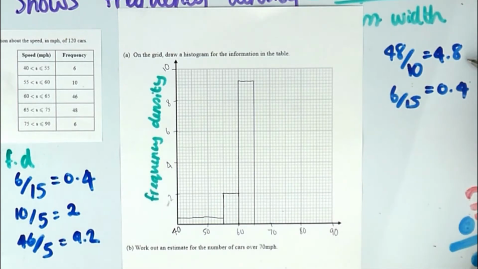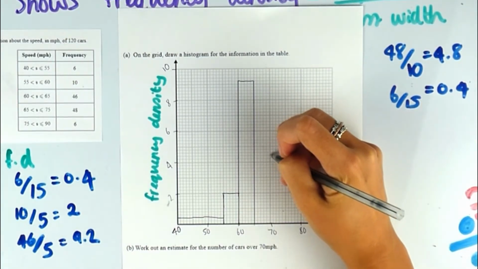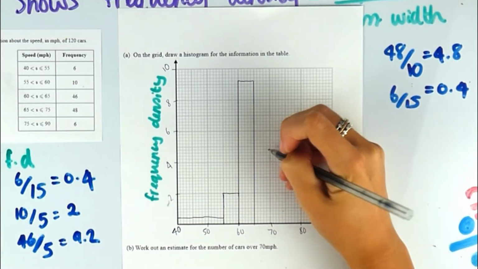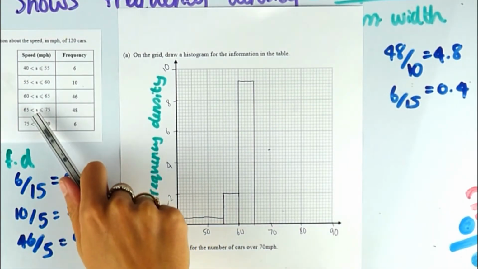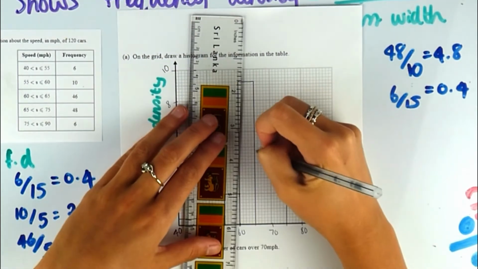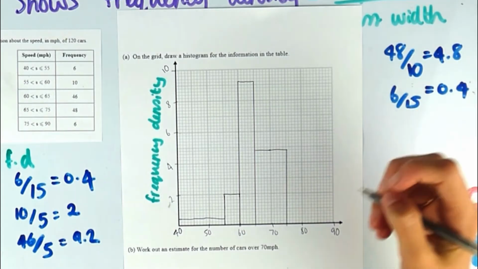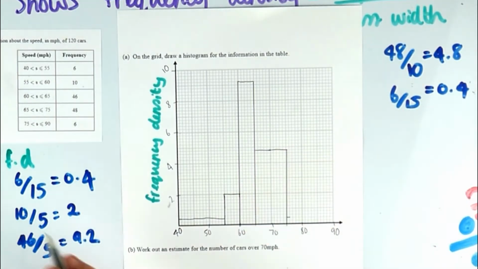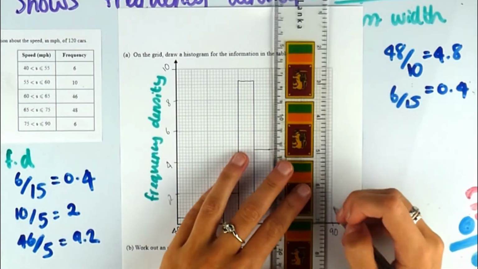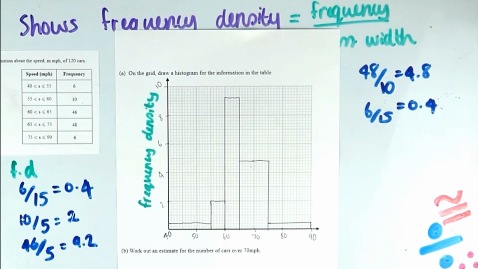The next one we've got a frequency density of 4.8. So 2, 4, 6, 8. And that is going from 65 to 75. And our final one has a frequency density of 0.4, and that is from 75 to 90. So that would be your histogram.